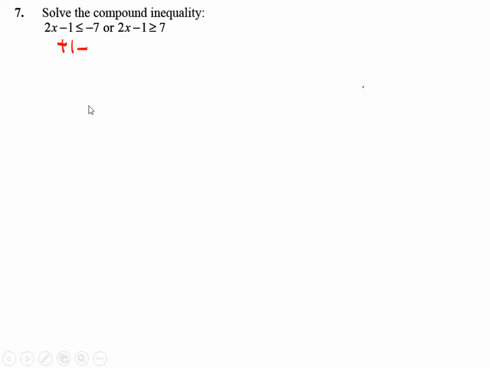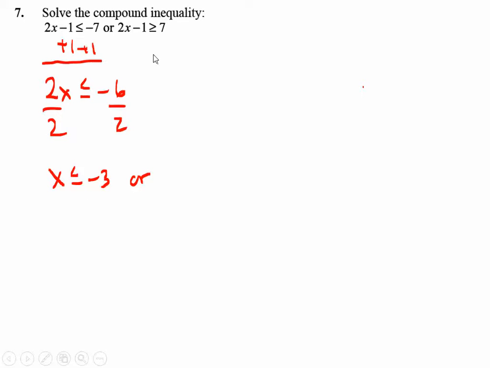I'm going to add 1 to both sides. Gets you 2x less than or equal to -6. Divide by 2. Since we're dividing through by a positive number, right? We're dividing through by a positive 2. You don't have to switch the inequality. So I got x is less than or equal to -3.